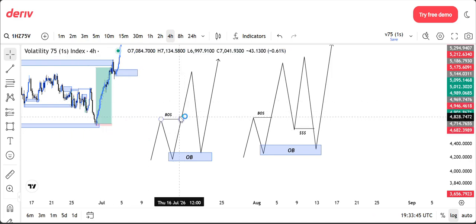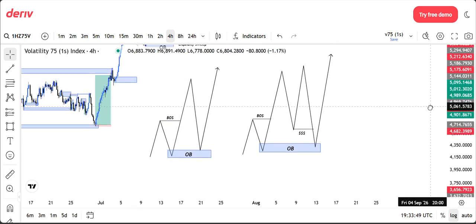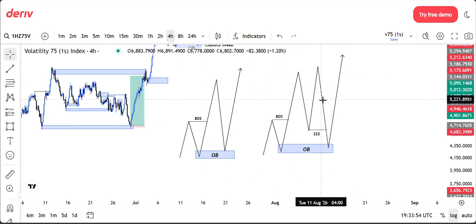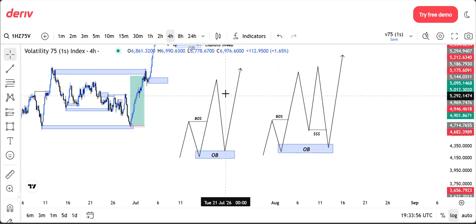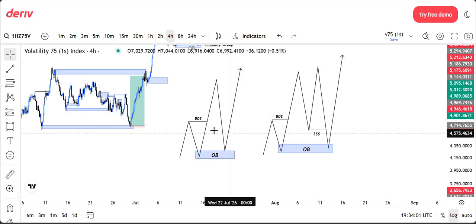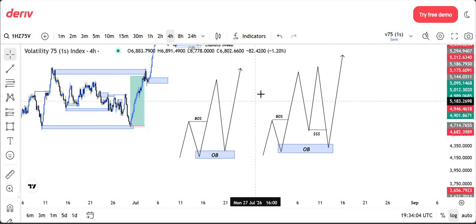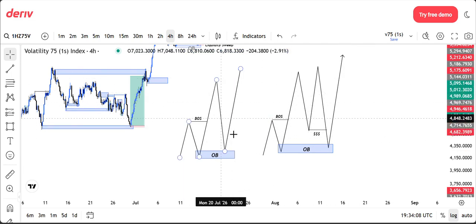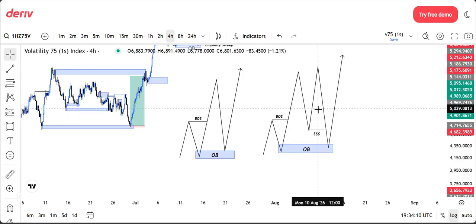So guys, this is the first model. In this particular model there was no inducement, and this is another model where there's an inducement. So we can see these different patterns when we are trading. So now this is the first pattern we are seeing. Of course, for the bearish move, it's going to be the opposite of this and the opposite of this.